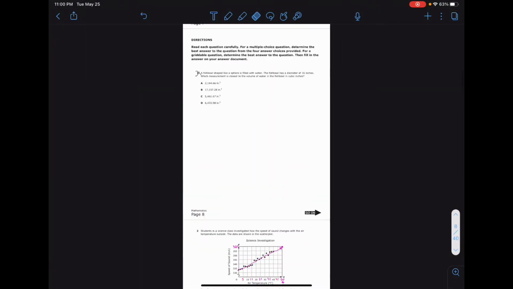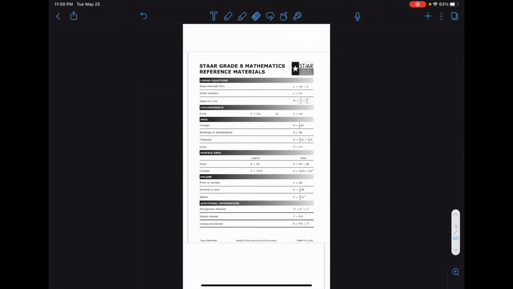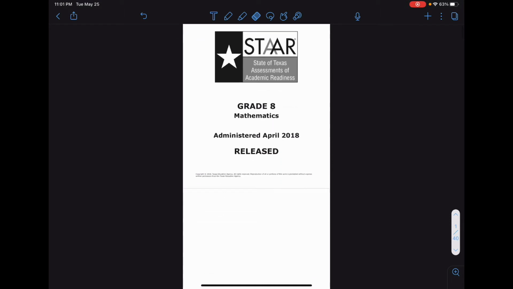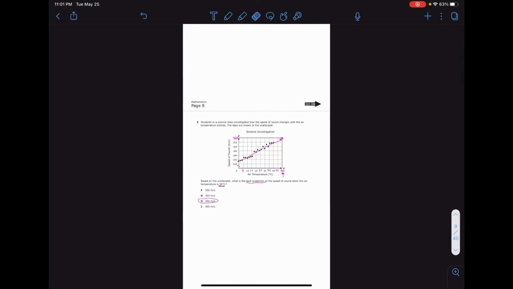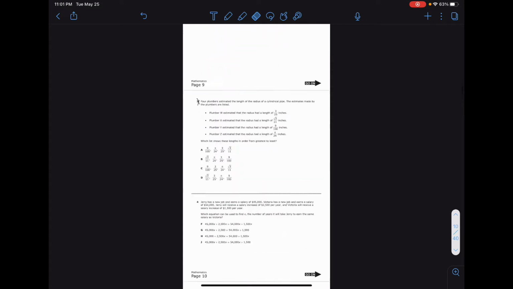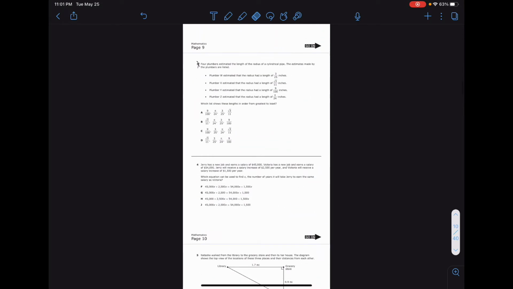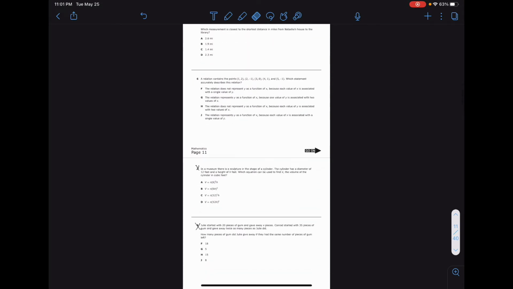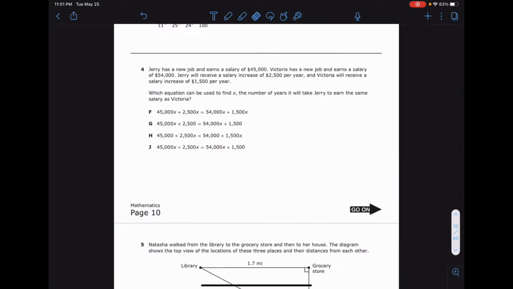Alright, here we are with the 8th grade test. Estamos en el examen del 8. We are doing number 4, number 4.